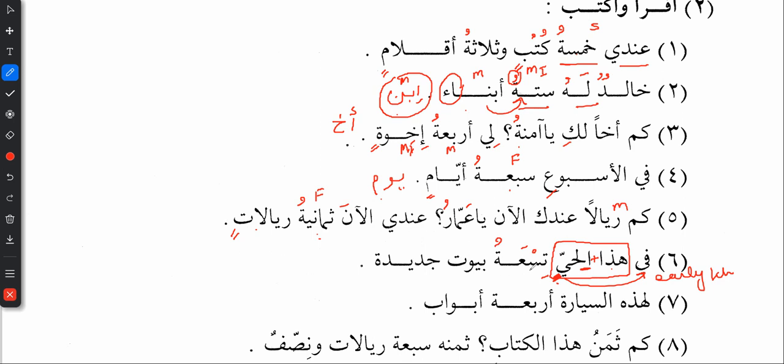Tis'atu buyutin jadidatin. Buyut, is it a male or a female? Go back and check. Bait. Bait is a male noun. So buyut is male, so we will have feminine number. And what about jadida? Buyut is a ghair aqil noun. That's why the sifa will be in feminine, singular for buyut. This is sifa for buyut.